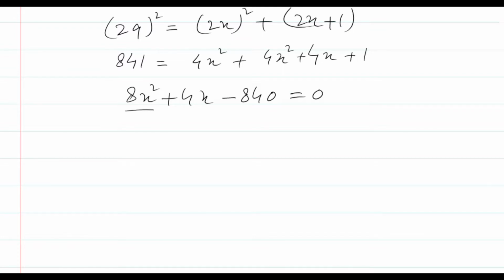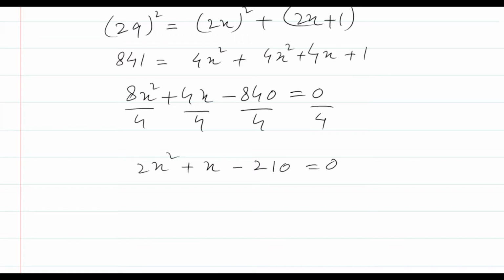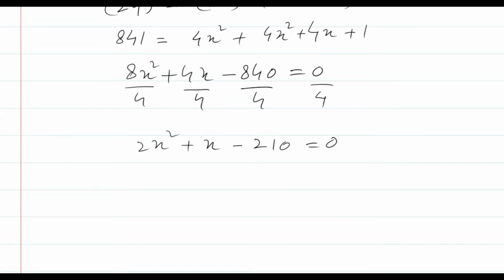Dividing by 4 throughout, you are left with 2x square plus x minus 210 equal to 0. This was our first part. And now we will solve the second part.